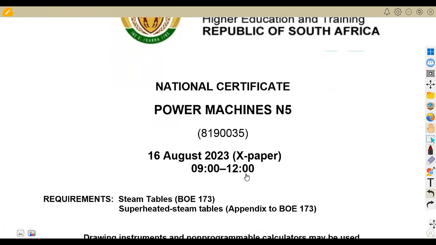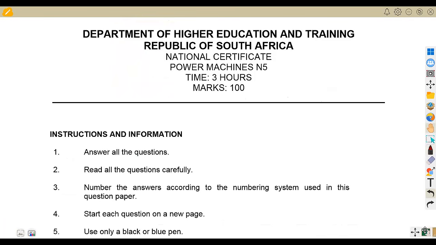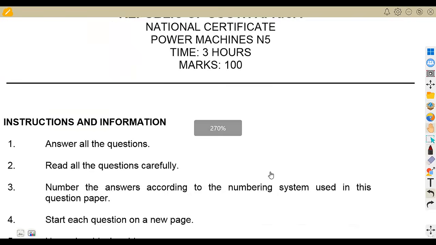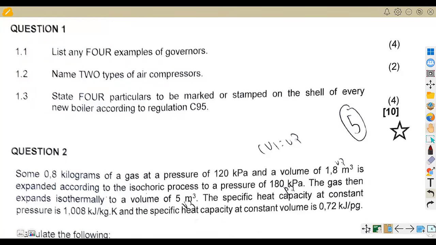This is the August 2023 exam. The requirements that you need here are the steam tables and also the superheated steam tables. We shall see how to use those tables in calculations of steam and on condensers and so forth. Also, make sure that you understand your instructions, of which everything here is clearly given. Let us quickly rush through our questions and see what we're given and how you are supposed to attempt these typical questions. The first part, question number 1, is to list any 4 examples of governors.